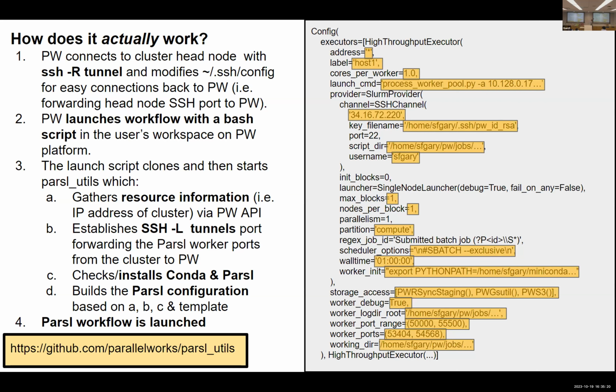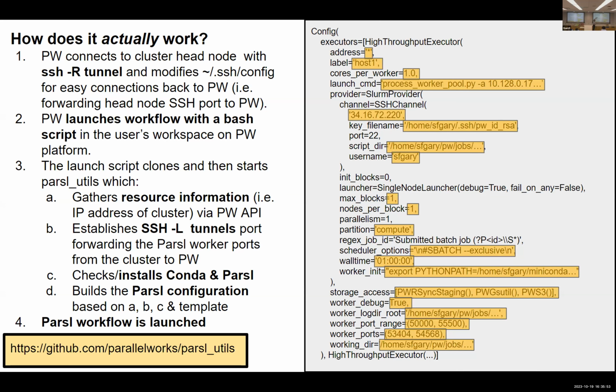Then the tunnels that are port forwarding from the cluster head node, they're taking the worker ports. That tunnel gets established back to the workflow space, back where the Parsl script is running. So that second step happens. So it's a 2-step process for doing the SSH tunneling. And then the final step is that the resource information, as well as the information established in the tunnels, is taken and put into your Parsl config.